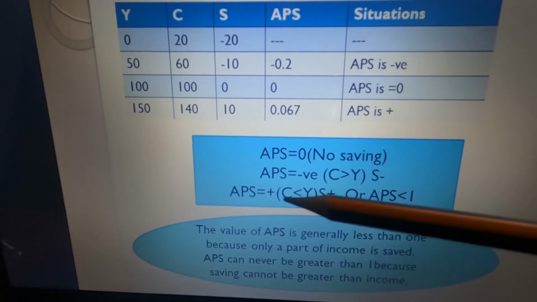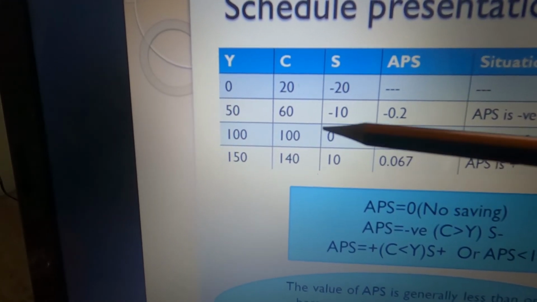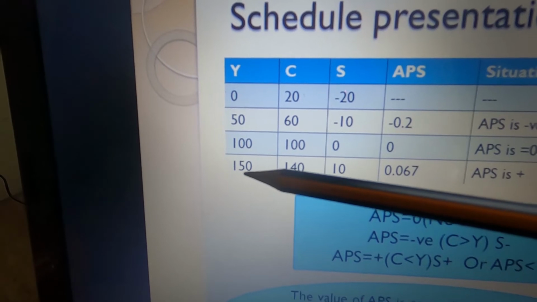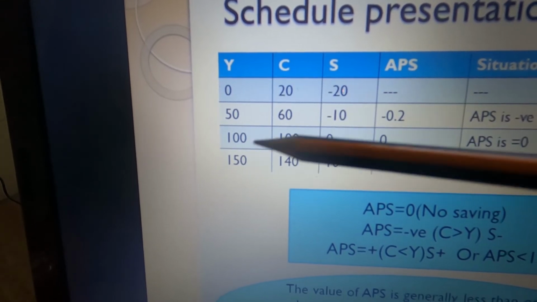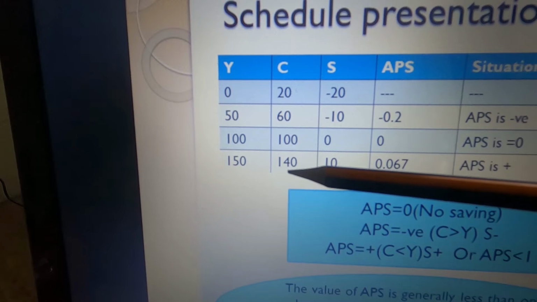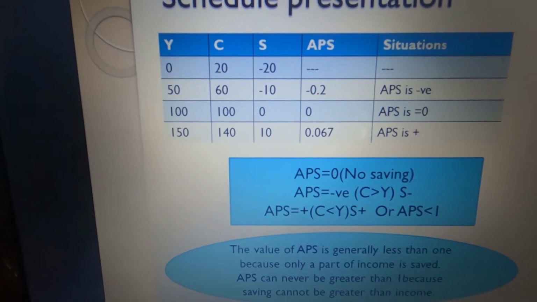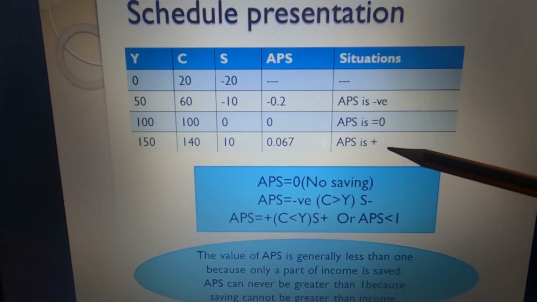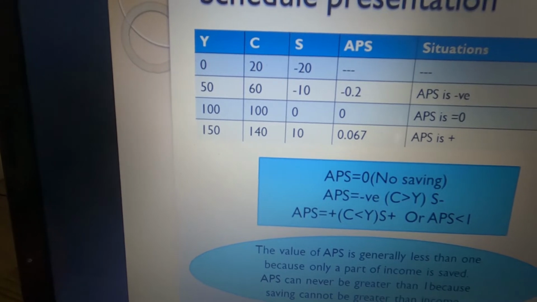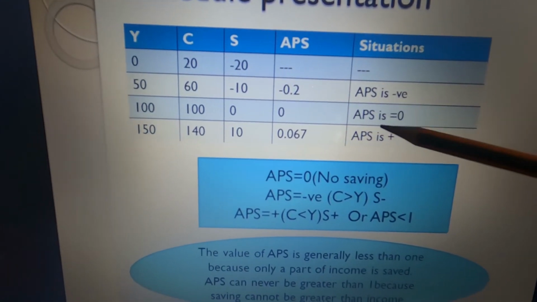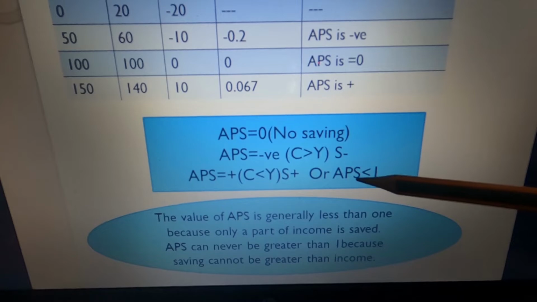Now, the next one we have is APS positive. So when it is positive, what is happening? See here, saving is positive here. It shows income is 150, consumption is 140. So income is greater than consumption here. All right. So when we say APS is positive, C will be lesser than Y. Is that clear? So in this case, APS is positive, or we can also say that APS is lesser than 1.